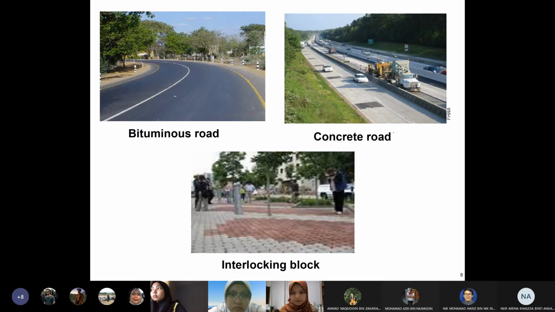Okay. Kalau you perasan, apa beza antara dua ni? Bila you travel atas jalan tar yang hitam ni dengan jalan yang putih ni, apa beza dia?